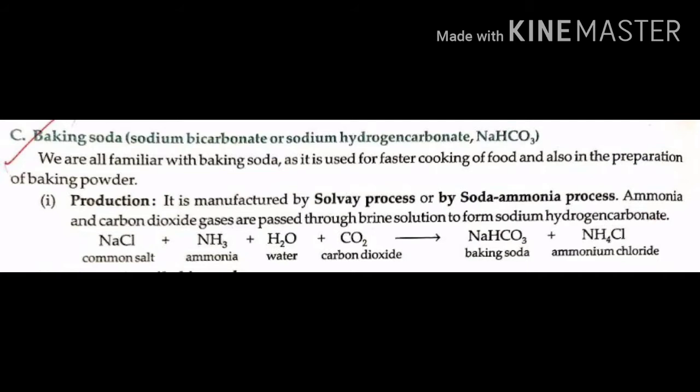It is manufactured by the Solvay process or the soda ammonia process. Ammonia and carbon dioxide gases are passed through brine, that is aqueous solution of sodium chloride, to form sodium hydrogen carbonate. The equation for the reaction is NaCl + NH3 + H2O + CO2 gives NaHCO3 + NH4Cl.